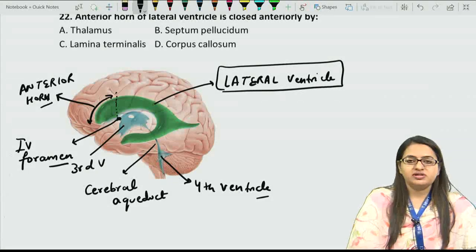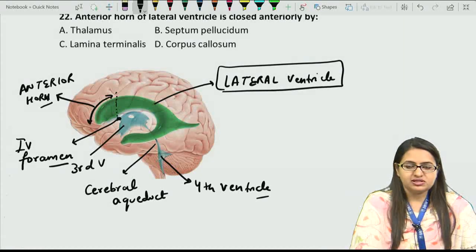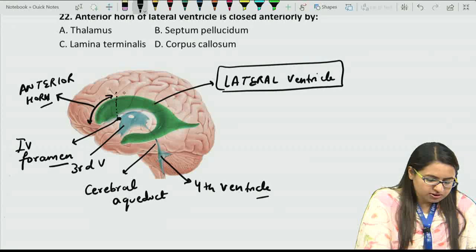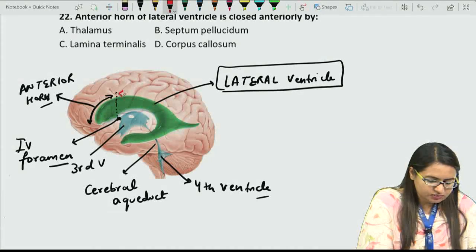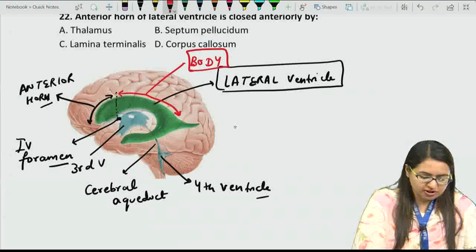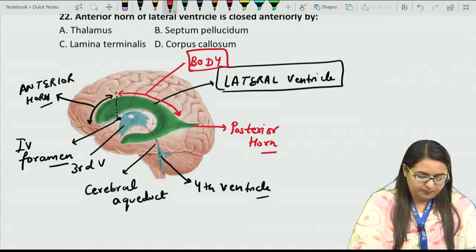The anterior horn of the lateral ventricle is a projection from the anterior aspect of the body of the lateral ventricle, and it is projecting towards the frontal lobes. This portion is the body. The centralmost portion over here is the body of the lateral ventricle. Now the projection towards the posterior aspect is the posterior horn, and this projection is going towards the occipital lobe.